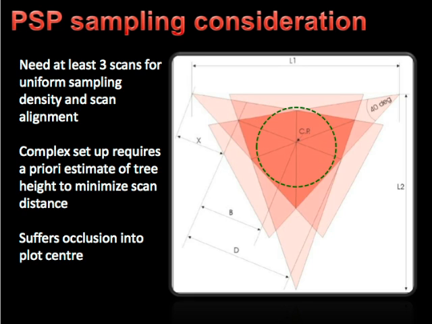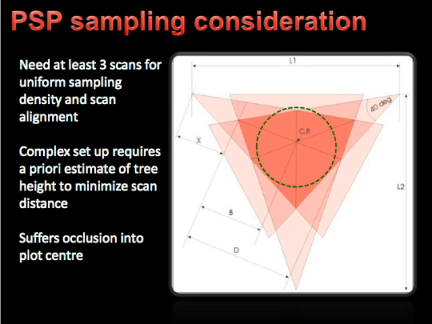The other thing is it's fairly complex to set up because we've got this plot, in this case a circular plot. I agree with Maury, I like circular plots, makes life a lot easier. We're trying to scan into the circular plot, but we've really got to do it from multiple perspectives. In order to unify the density of points within that plot, in order to get an even sampling, we have to do multiple scans.